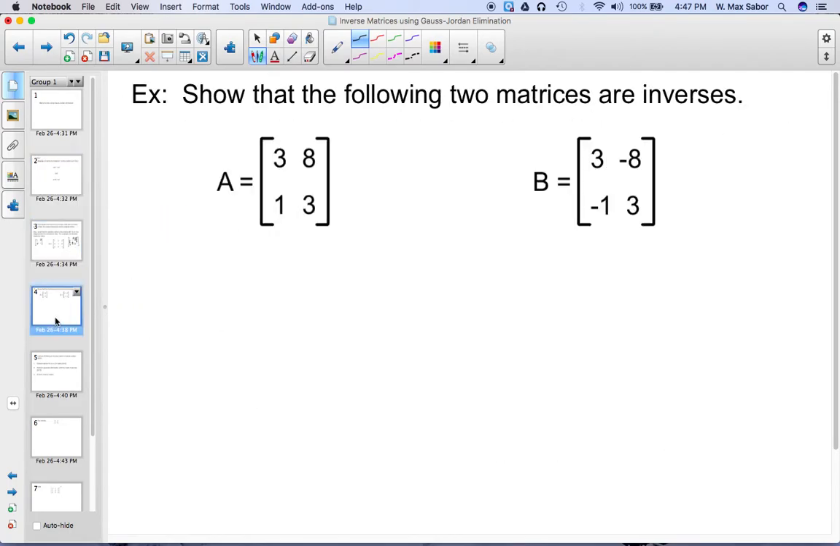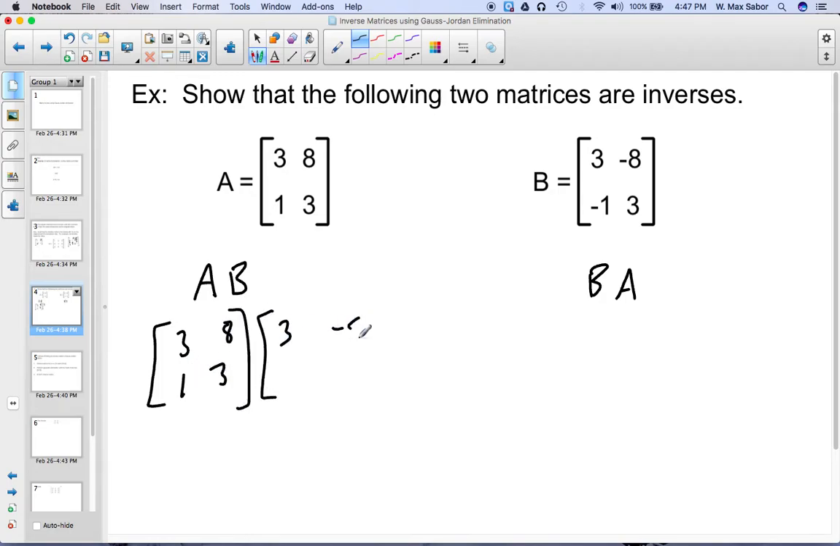So one way to show that two matrices are inverses is to simply multiply them together in both directions. So I'm going to first calculate AB, and then I'm going to calculate BA, and if both of those give me the identity, then I'll know that they are inverses. So, 3 8 1 3 times 3 negative 8 negative 1 3.